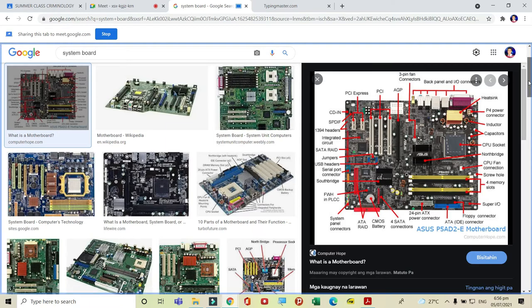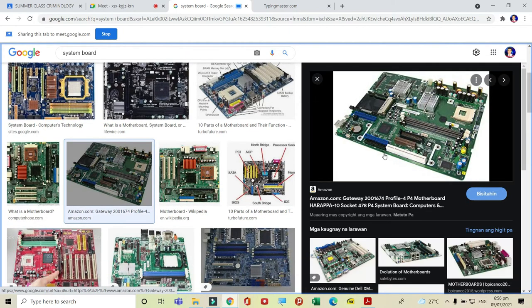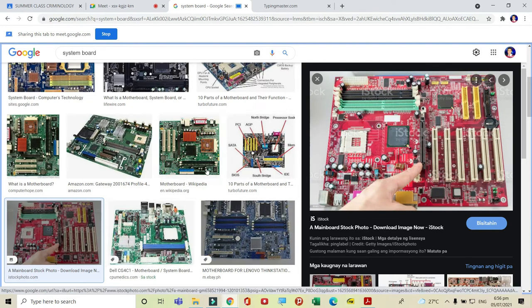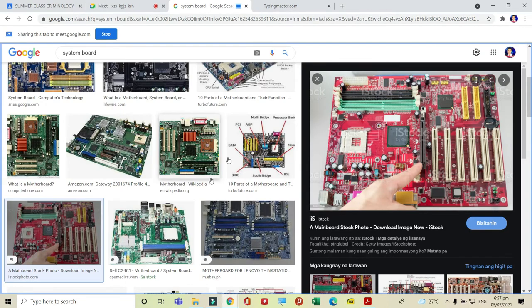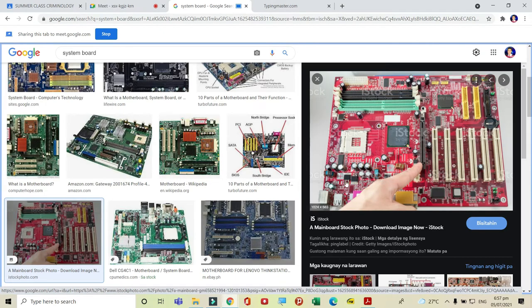As per definition, let's connect this to our first topic, when they mentioned the system unit. When you say system unit, this is where the system board is placed. I mentioned a while ago that your system unit acts as a protective layer for electronic devices. Here you have different types of motherboard. The system board controls communications for the entire computer system. This means that with the help of these integrated chips, your computer is able to do its tasks, like file processing, file storage, and running your applications. This is what runs them.